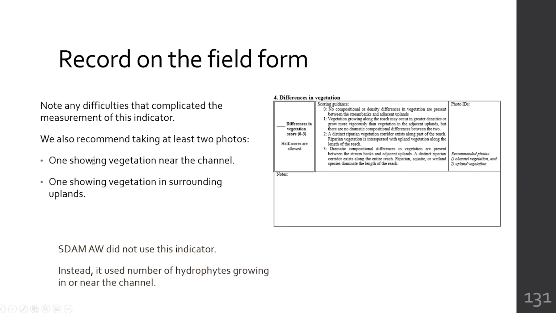This one is not used in the arid west, but a related indicator, the number of hydrophytes growing in or near the channel, was a prominent feature of that method.